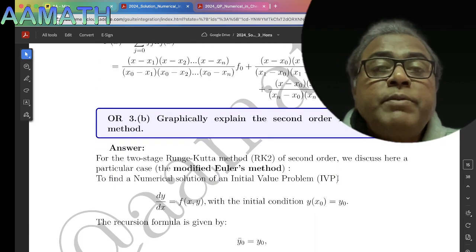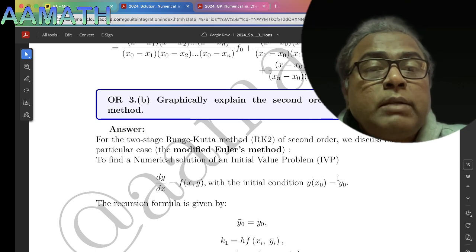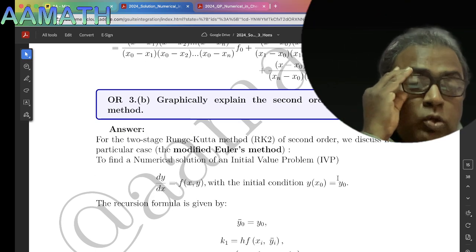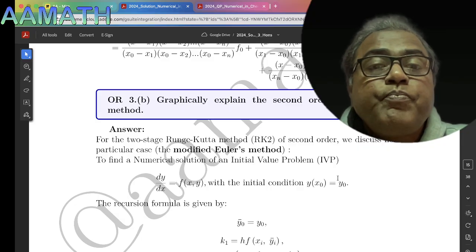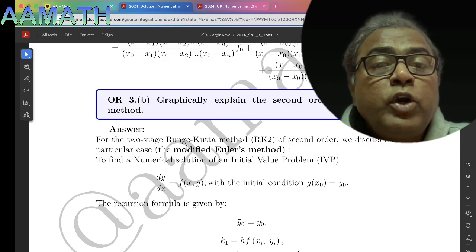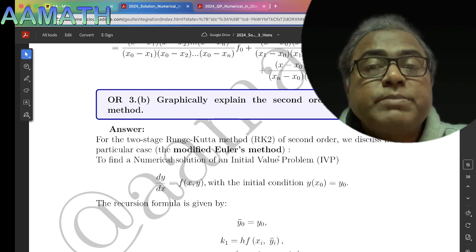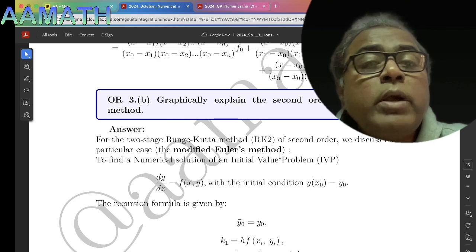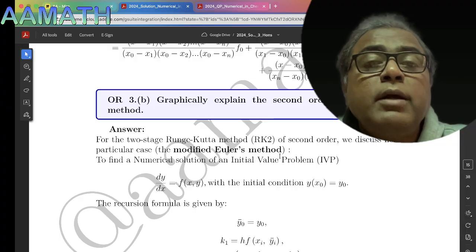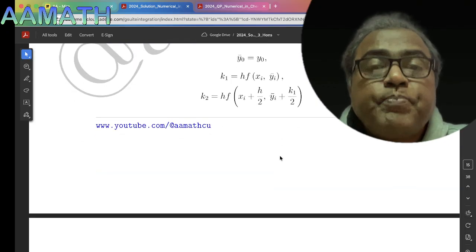Next question: graphically explain the second order Runge-Kutta method. There are two two-stage Runge-Kutta methods, RK2. One is the modified Euler's method, the other is the improved Euler method, Heun's method. Here we discuss the modified Euler method. Already we have discussed this modified Euler method in the previous video for this geometrical representation.